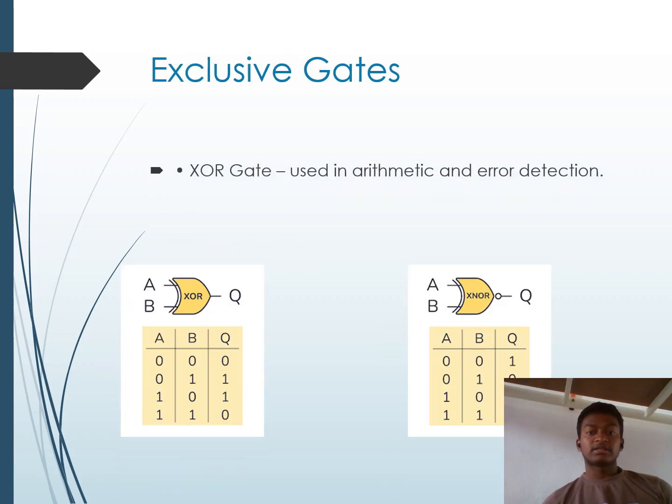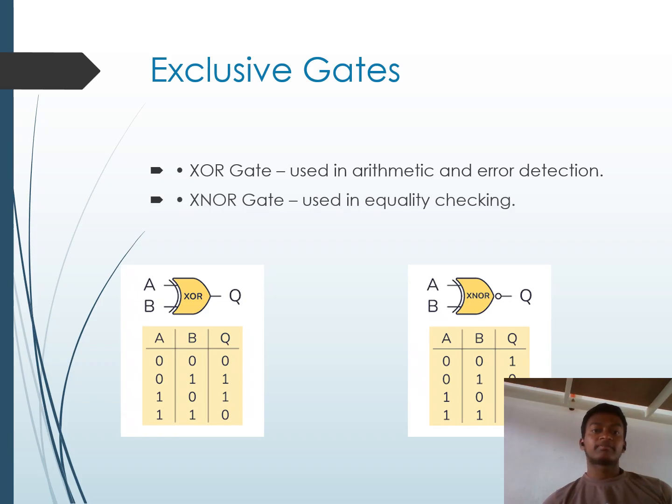Exclusive gates. One is the XOR gate and the other is the XNOR gate. Exclusive OR and exclusive NOR gates are special because of their unique properties. An XOR gate outputs 1 when the inputs are different and 0 when the inputs are the same. It is very useful in arithmetic circuits like adders as well as in error detection. On the other hand, an XNOR gate produces 1 when both inputs are the same and 0 when both inputs are different. It is widely used for equality checking, for example, a digital password.